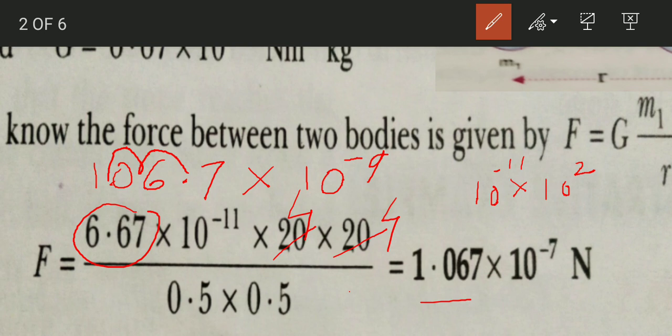Now you have shifted 2 places, so here also we will add 10 raised to 2. So my 10 raised to minus 9 will be multiplied by 10 raised to 2. So what will you get? 10 raised to minus 7 Newton.